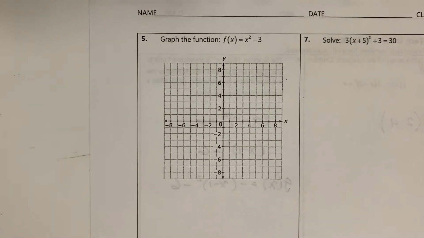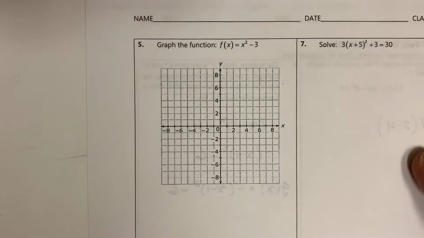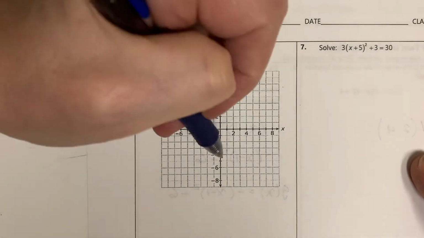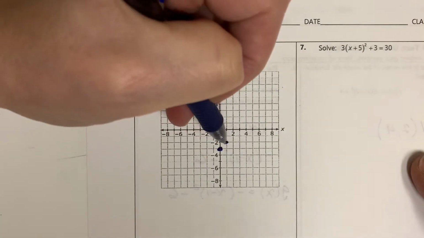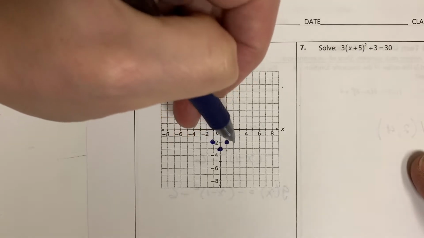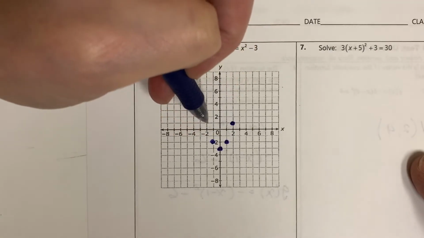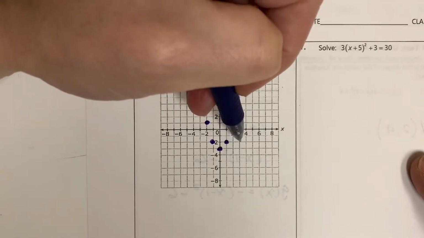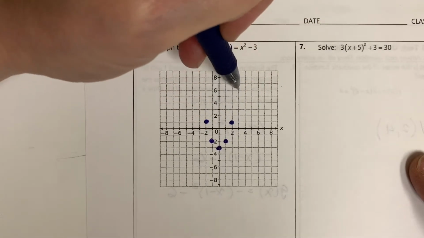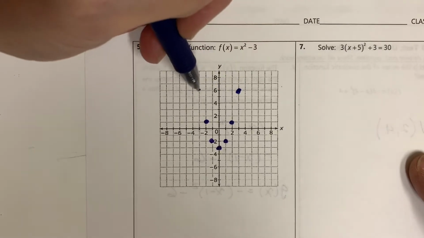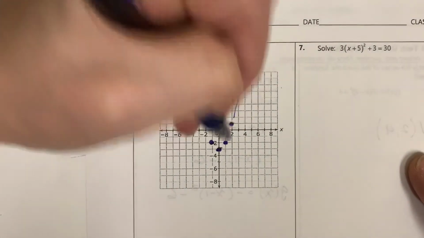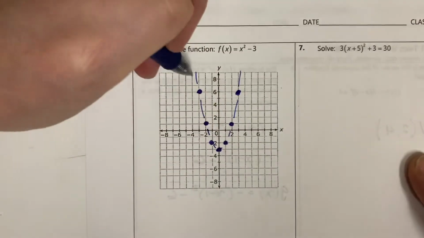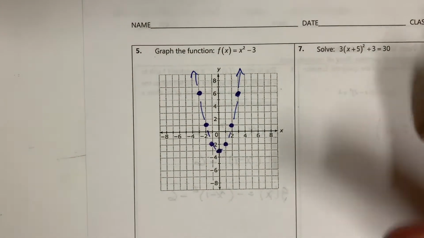All right, number 5, we have to actually graph a quadratic. So this one is going to be x squared minus 3. So the vertex is going to drop down 3 units. There's a 1 in front of the x squared, so we're going to go over 1, up 1. Over 2, up 1, 2, 3, 4. Over 3, up 1, 2, 3, 4, 5, 6, 7, 8, 9. And that is it. And now we're going to connect our dots. And we just make sure that we put some arrows on there, and it looks pretty good.